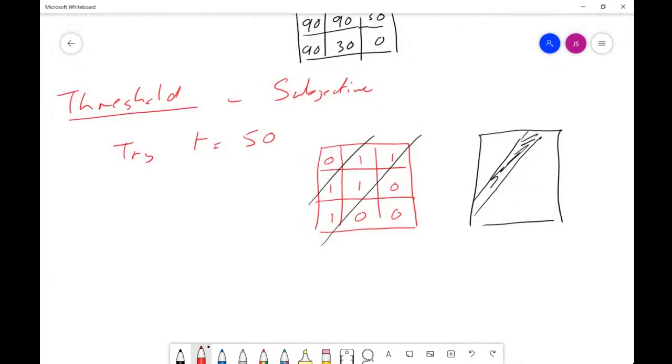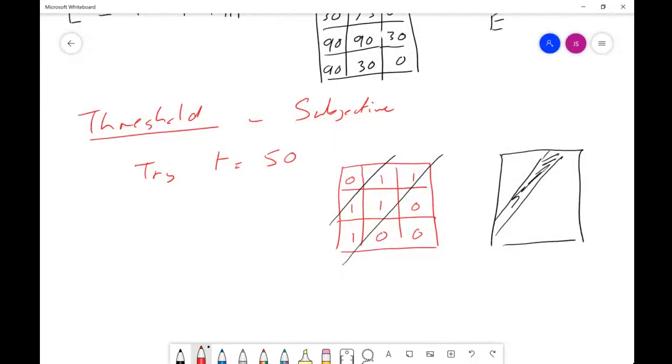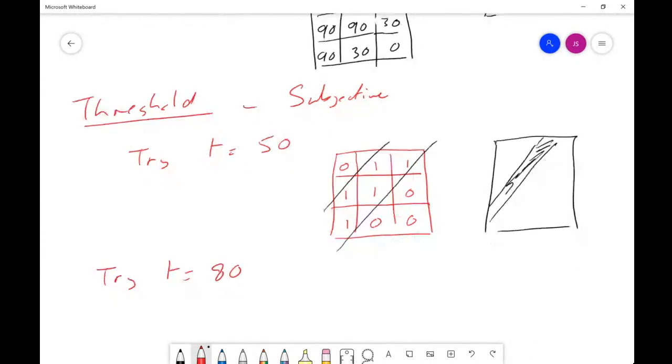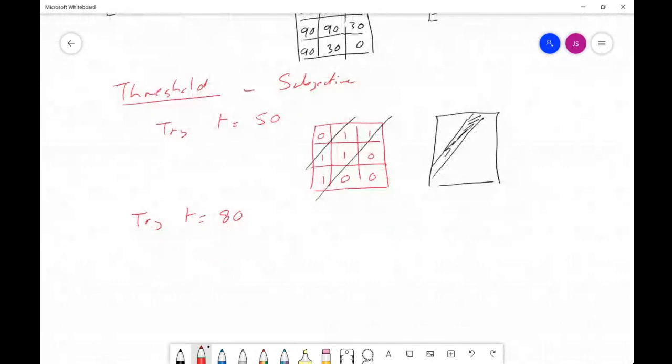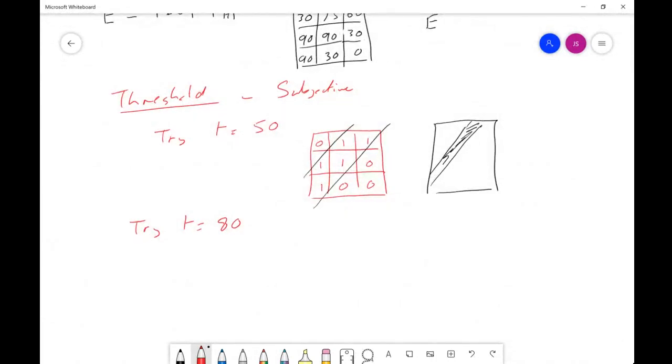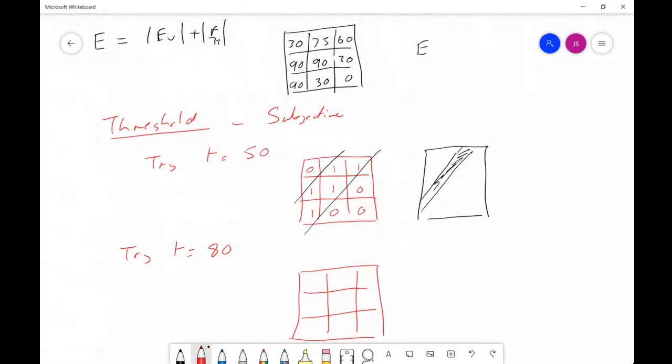Getting the threshold right can be tricky. If I said, let's try another threshold. Try t equals 80. Now, what sort of image does that give us? Keep the other one in view. And that is going to be naught, naught, naught, 1, 1, naught, 1, naught, naught. Okay, it's not going to give the whole continuity of line. That's less good.